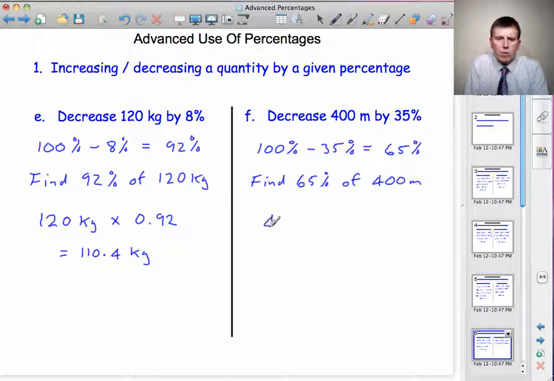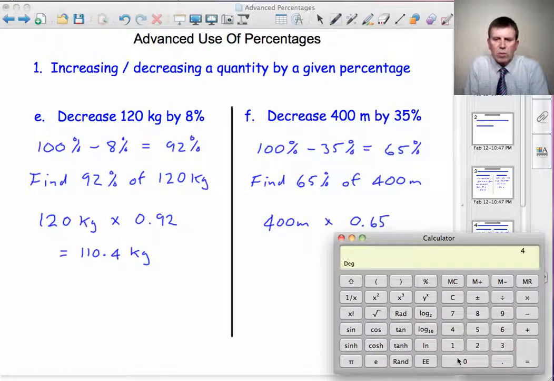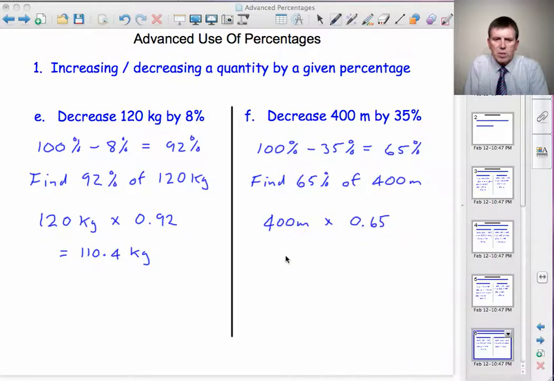So that's 400 meters multiplied by 0.65. Multiplied by 0.65 is equal to 260. So in this case it'll be 260 meters.